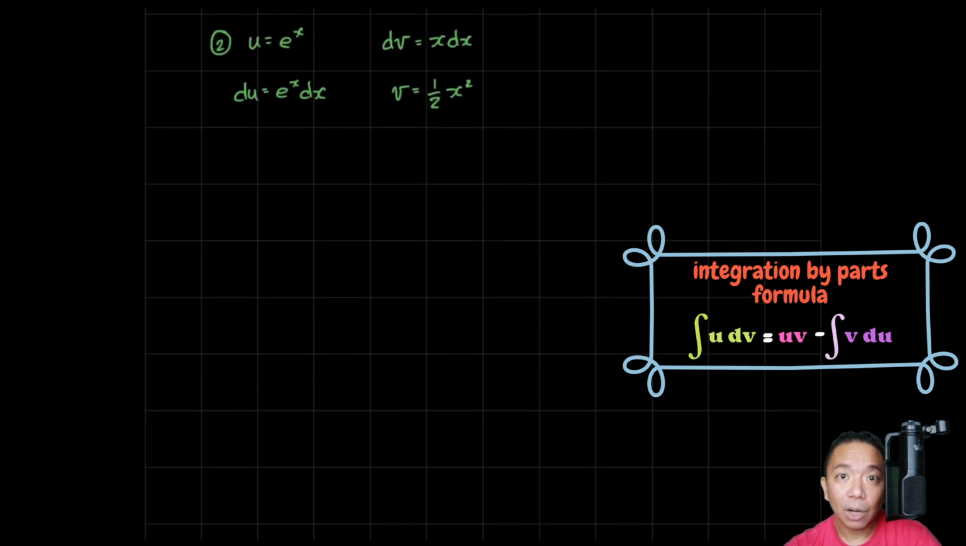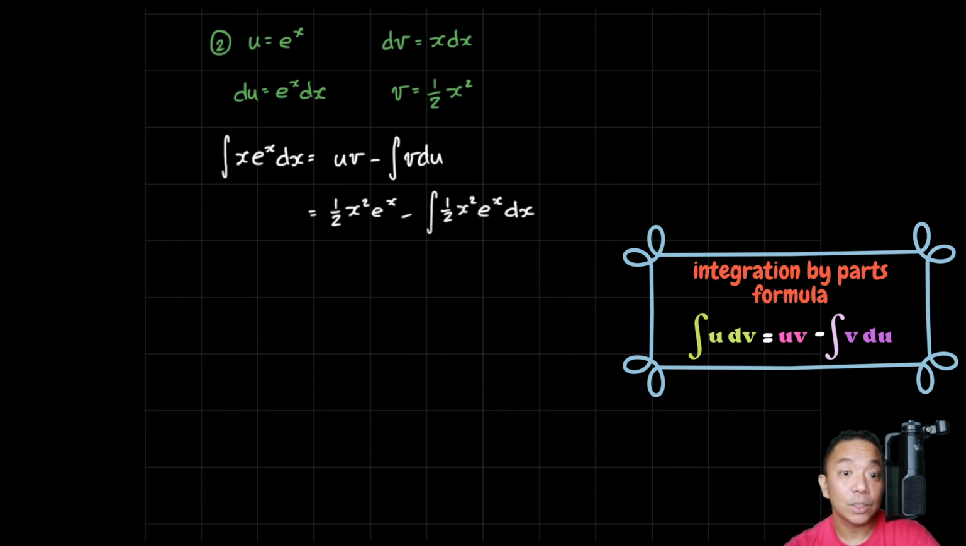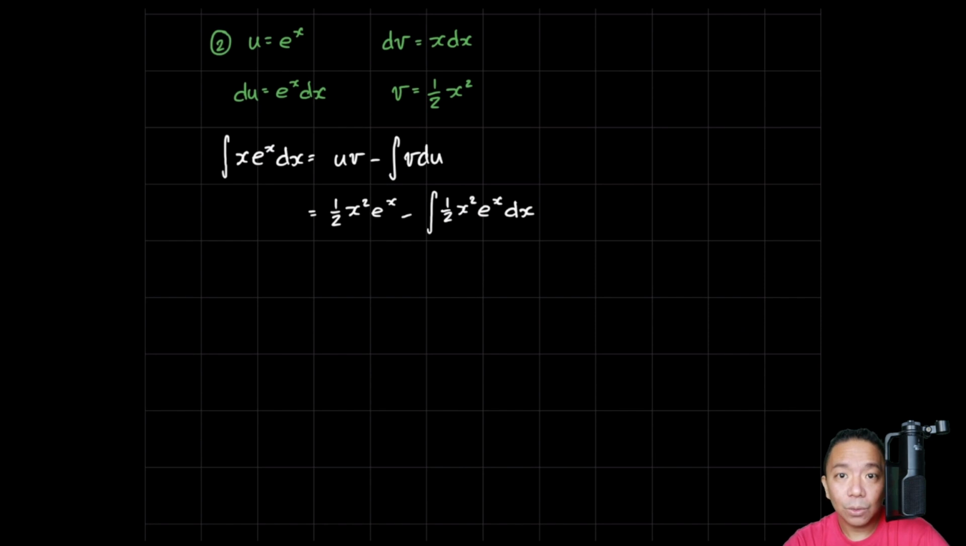Then we apply our formula for integration by parts, so this should be equal to uv minus integral of v du, and u times v is equal to 1/2 x squared e raised to x minus the integral of 1/2 x squared e raised to x dx. But let's take a look at this integral.